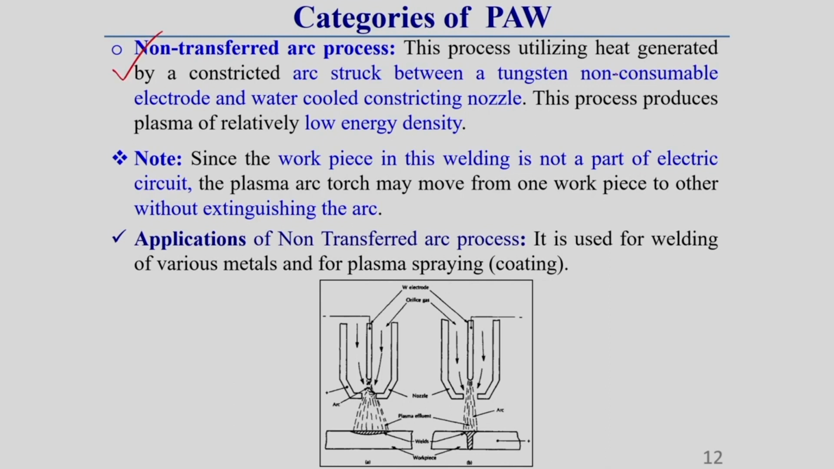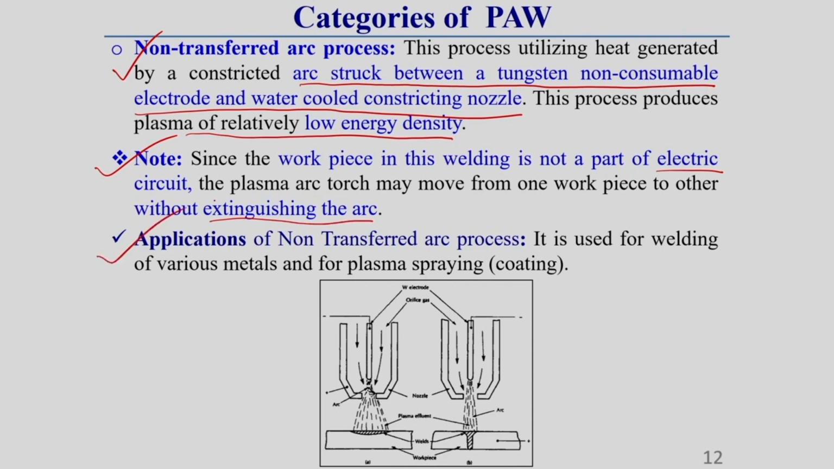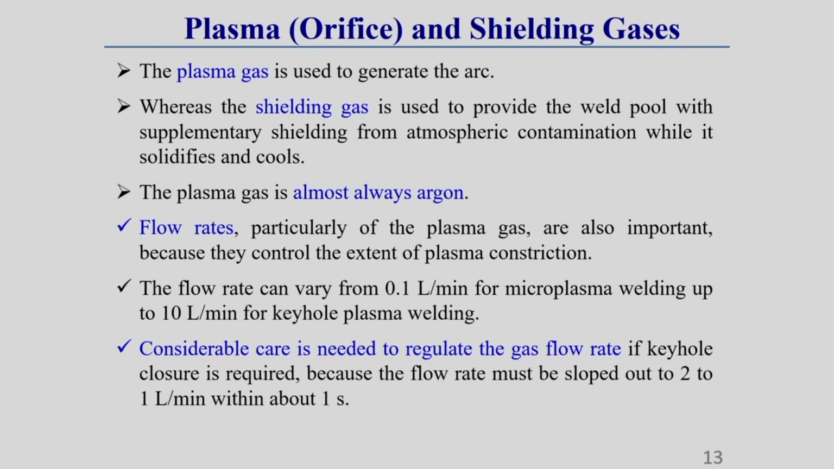So, in the non-transfer process, this process generally utilizes the heat which is constricted in between the tungsten non-consumable electrode and the water-cooled constricting nozzle. Okay. This process generally produces plasma of relatively low energy density. Definitely it is low energy density, and one thing you should keep in mind, which I have already told you, the workpiece in this welding is not a part of the electric circuit. So, we can move this nozzle from one workpiece to another without extinguishing the arc, which I have written. This non-transfer mode plasma arc welding process is used for welding of low thickness materials, and for plasma spraying, or you can say plasma coating purposes.